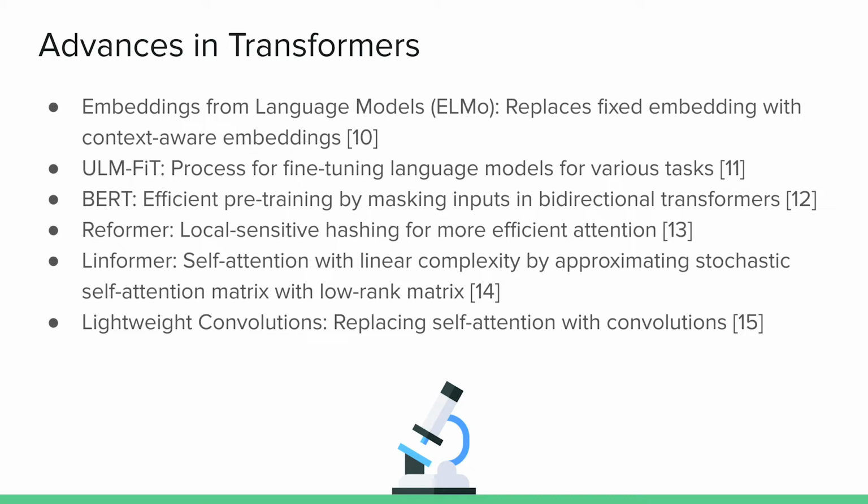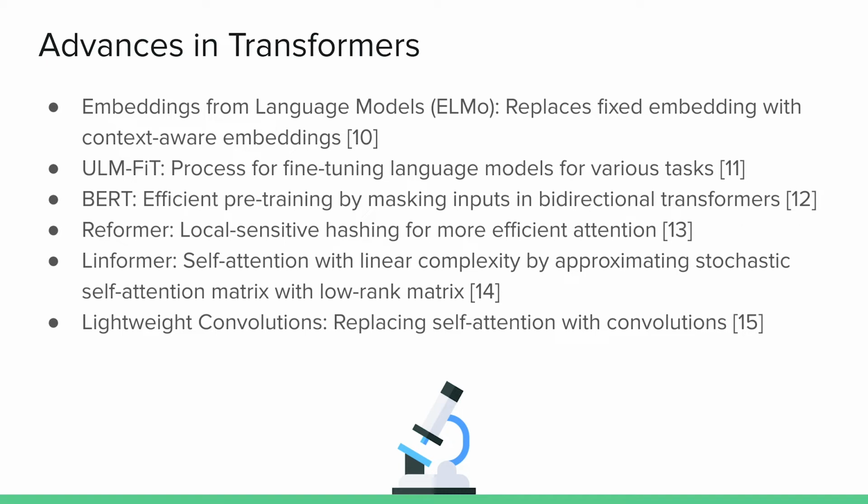ULMFiT is a process for fine-tuning language models for various tasks, and we're now able to do transfer learning for the sequence tasks in a similar way that we're able to do it for computer vision tasks, where we just train on ImageNet and then replace the head or replace the data set with what we actually want to train on.